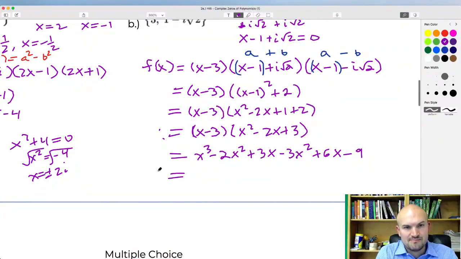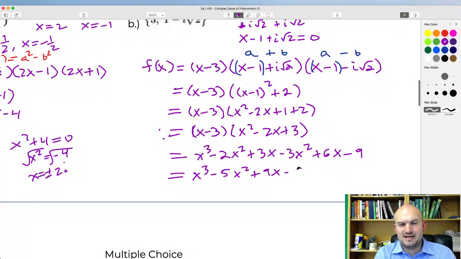And then I'll just combine like terms here. I get an x cubed. These combine to a negative 5x squared. This becomes a positive 9x minus 9.